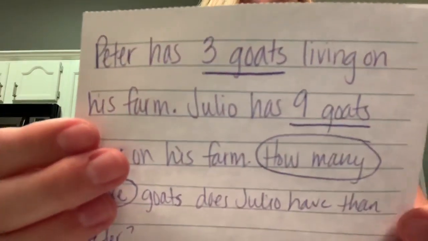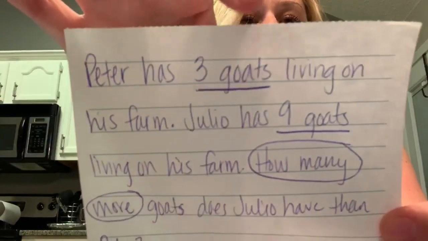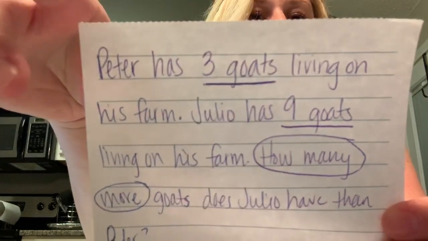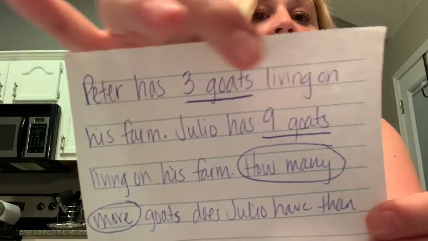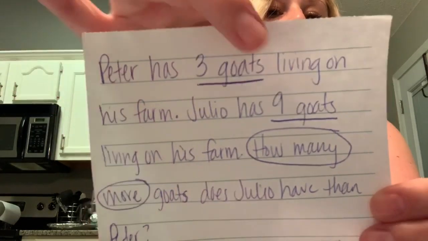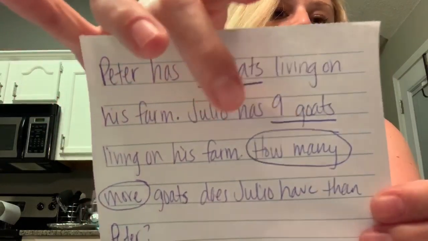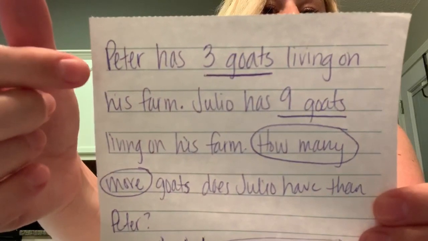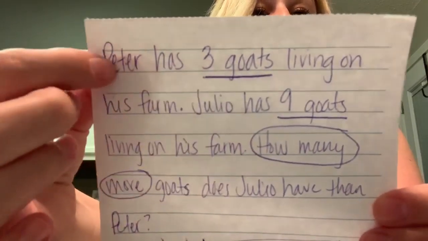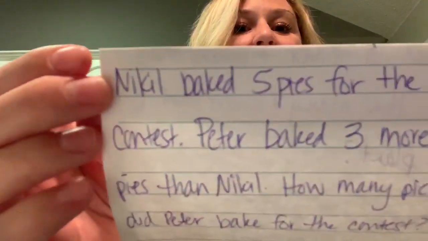So like yesterday, Peter has 3 goats living on his farm. Jay has 9 goats living on his farm. How many more goats does Julio have than Jay? Well, when it says how many more does Julio have than Jay, well, we know how many Julio had and we know how many Peter had. So that was easy to figure out. But today, let's look at it again.